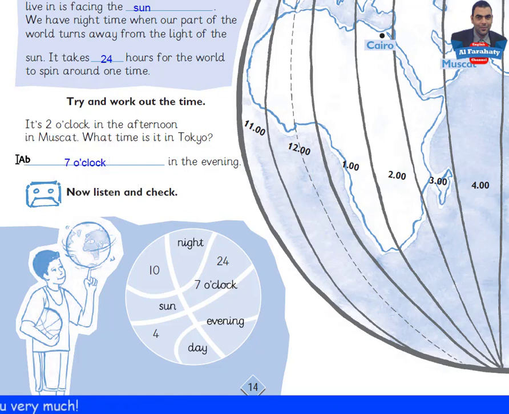We will listen to this part in order to check the answer. It is 2 o'clock in the afternoon in Muscat. What time is it in Tokyo? It's 7 o'clock in the evening.